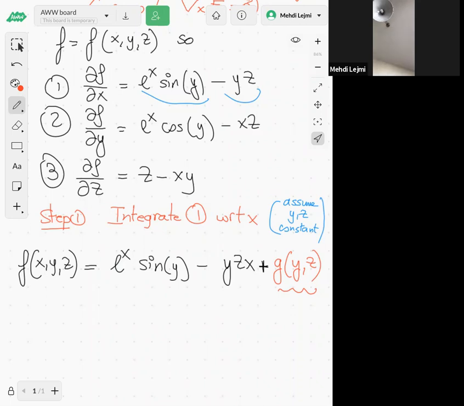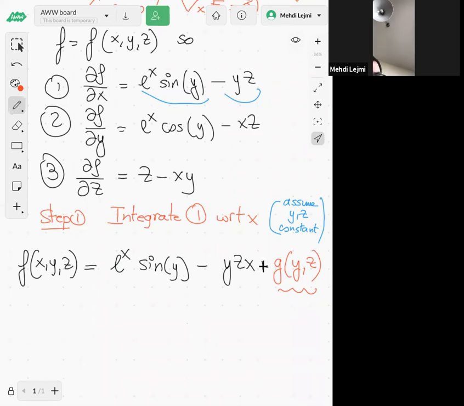So in this case, when you have 3 variables and you integrate with respect to x, the constant would be some function of y and z, not just y, not just z, but a function of y and z both. Because both of them are constant when you integrate, or when you derive, with respect to x.